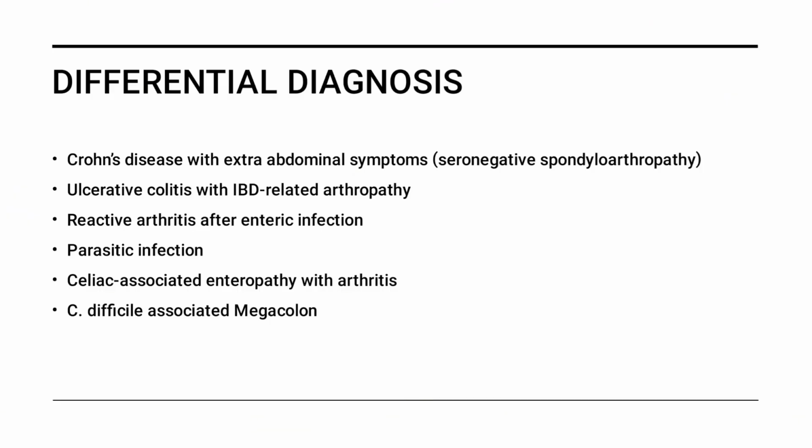So the differentials are like this. The first is Crohn's disease with extra-abdominal symptoms, which is seronegative spondyloarthropathy, and the second is ulcerative colitis with IBD-related arthropathy. What we can see here is that we put IBD as the first two differentials, since IBD causes chronic abdominal pain with weight loss, bleeding, diarrhea, and we saw extraintestinal manifestations like arthritis. Also this patient had sacroiliitis, I believe. So that's why we put IBD as the first differentials.